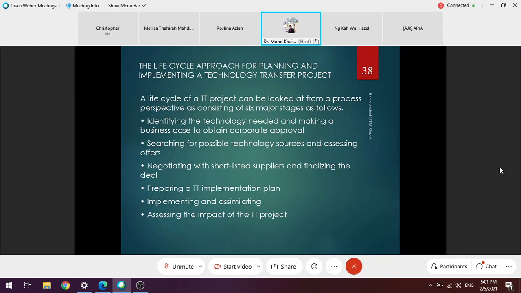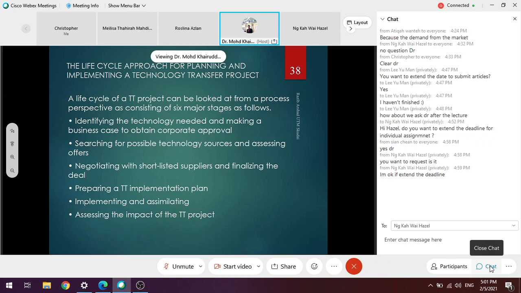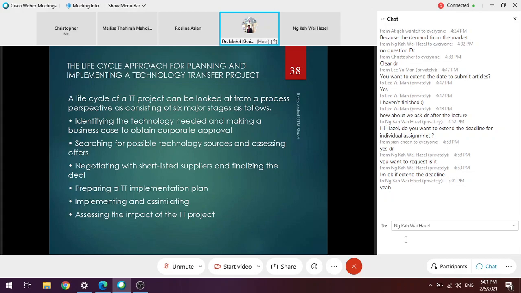All right? So the life cycle approach for planning and implementing a technology transfer project. Life cycle is very important. Now we have a 6-stage life cycle of technology transfer. Number one, we want to identify the technology needed and make a business case to obtain corporate approval. So we have to prepare and identify the best technology that we want to go further with. Next is searching for possible technology sources and assessing offers. Now you have to assess the environment, the criteria, the attributes, and the requirements for the technology sources and so on. And the next step is negotiating with shortlisted suppliers and finalizing the deal.